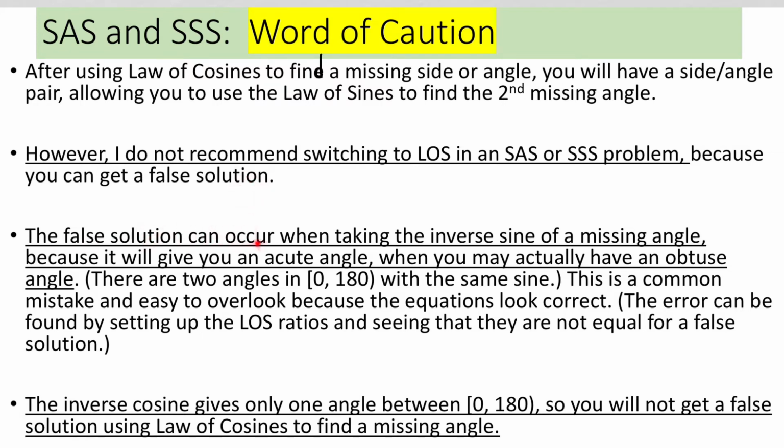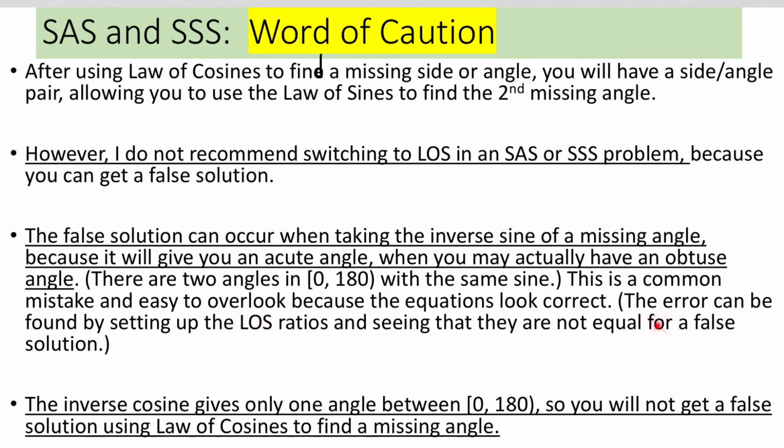The false solution can occur when taking the inverse sine of a missing angle, if you're using the law of sines, because it'll give you an acute angle when you may actually have an obtuse angle. There are 2 angles between 0 and 180 degrees with the same sine, and that's why this can occur. This is a very common mistake to make, and it's easy to overlook because the equations look correct.